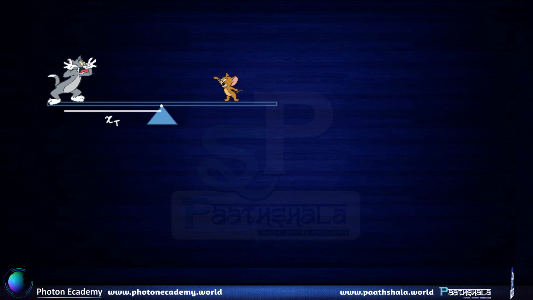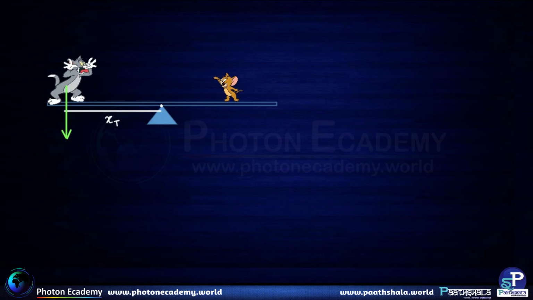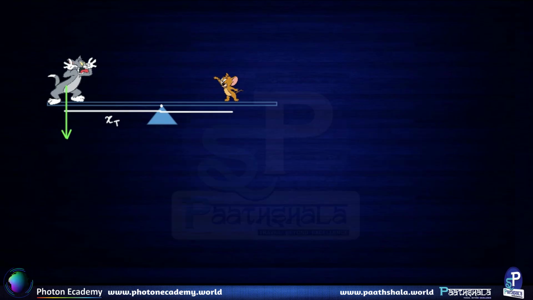Now the force of gravity is acting via Tom's center of mass in the downward direction. Similarly, Mr. Jerry the mouse is standing at a distance of xj from the pivot point of the fulcrum. So this happens to be xj, and the force of gravity is acting through Jerry's center of mass in the downward direction.